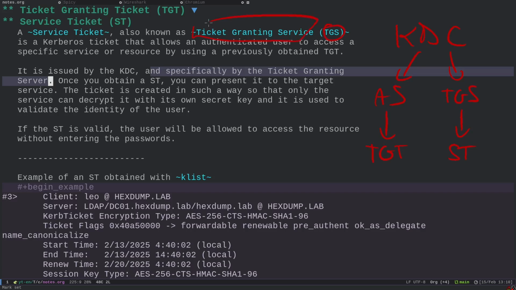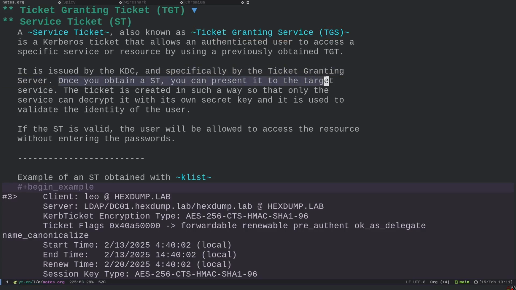The idea is that the KDC has two roles: the authentication role, for the ticket granting ticket, and the generation of the service tickets role, through the ticket granting service server. Once you obtain a service ticket, you can present it to the target service. The ticket is created in such a way that only the service can decrypt it with its own secret key, and it is used to validate the identity of the user, the request of the user, and things of the sort. If the service ticket is valid, the user will be allowed to access the resource without entering passwords.